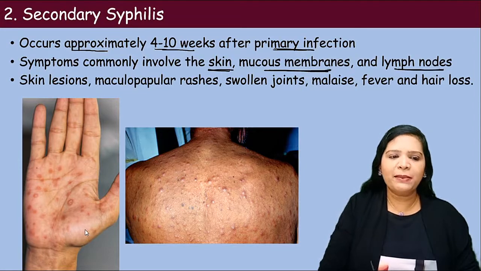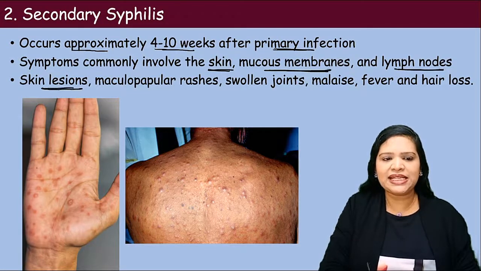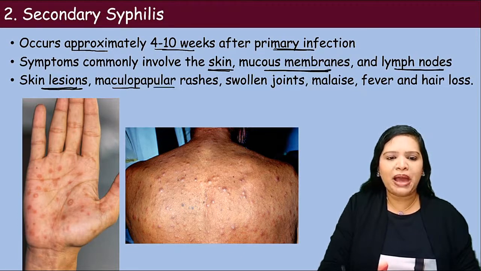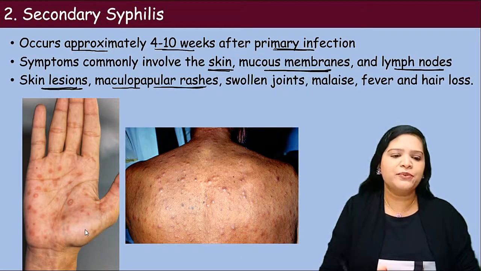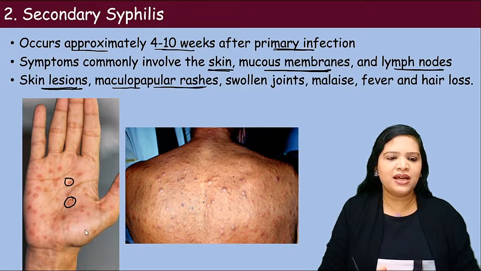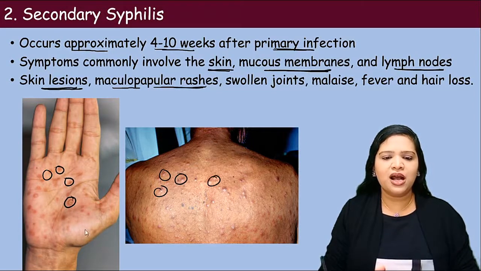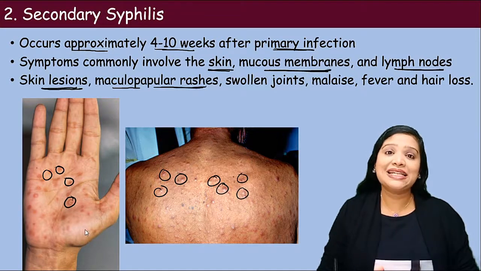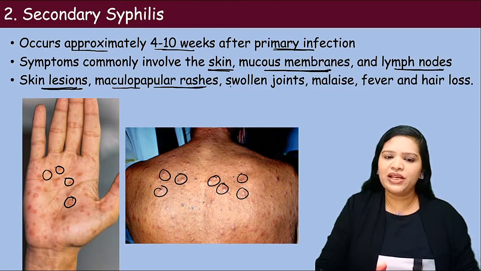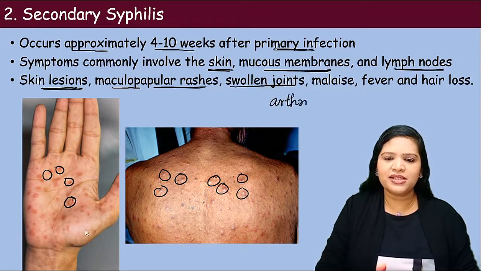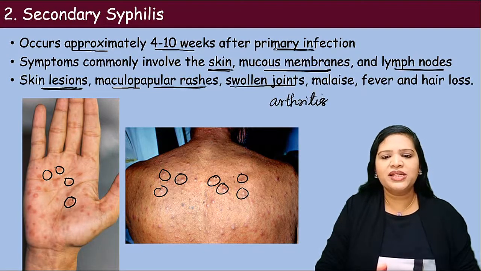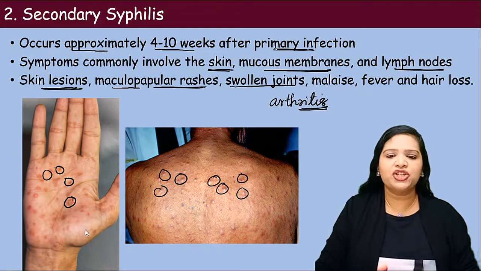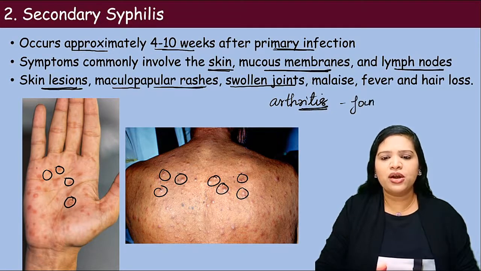Okay, and what happens here? Visible symptoms will be on the skin, particularly skin lesions, and maculopapular rashes will be there. See here on the skin, these are the lesions. Here rashes will be there. So these are the symptoms of secondary syphilis, and the patient will have swollen joints. That means arthritis, which means inflammation. So inflammation of the joints will be there.